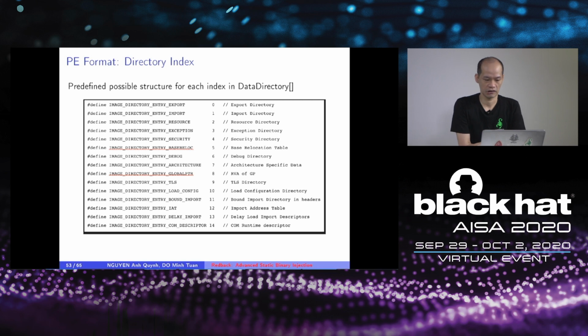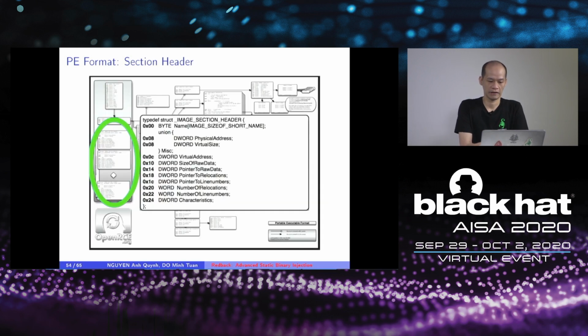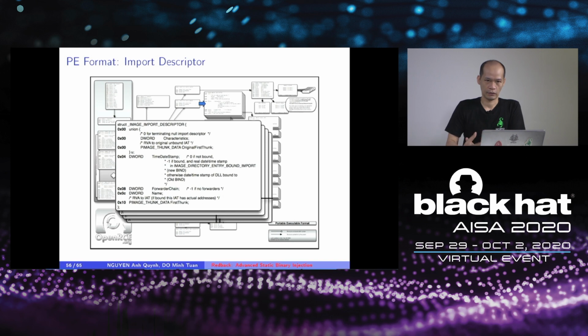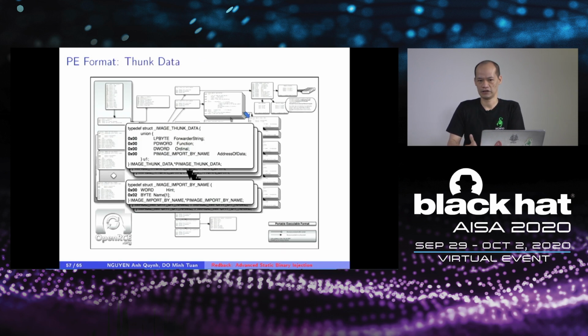So one PE file can have many sections, and each section has one section header, and each section header points you to the location of the section in memory, the size, and so on. We have some very important entries in the directory entries. One is the import entry, which tells the system loader and linker how to locate the DLLs that this program depends on and which functions the program needs to load into memory to run properly. So we have the import descriptor, and we have thunk data, which tells us where to locate the imported function from which DLL on disk and in memory.